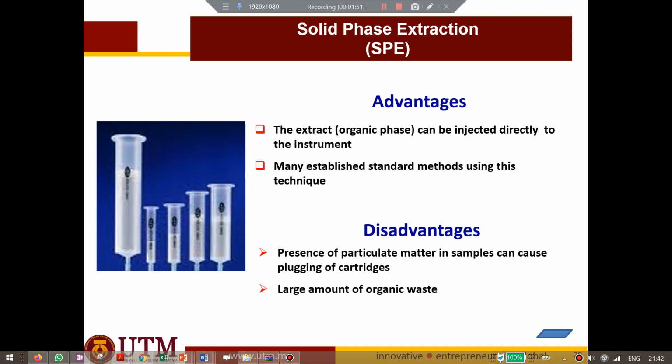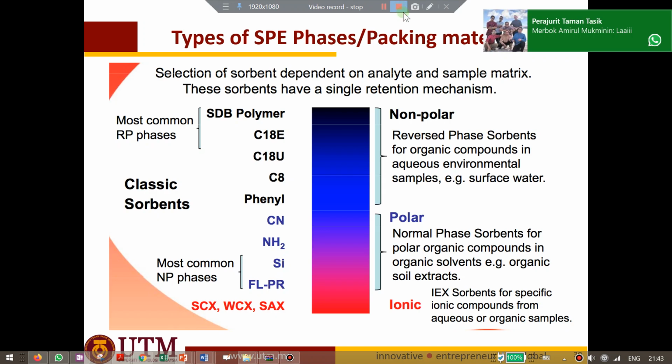If you use liquid extraction technique, you may use about 200 to 250 mL of organic solvent. If you are using SPE, maybe you need about 10 mL to 50 mL at most of the organic solvent. But it's still okay if you compare to the conventional technique.